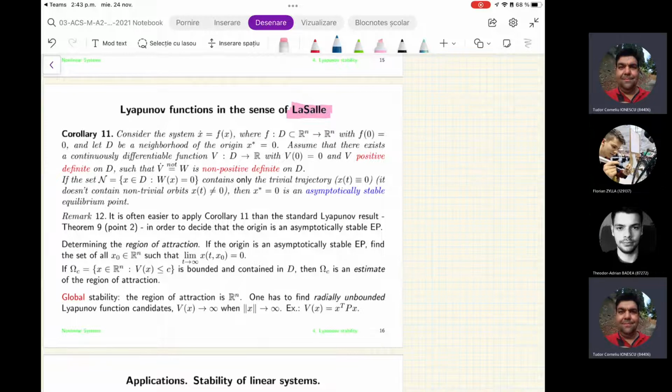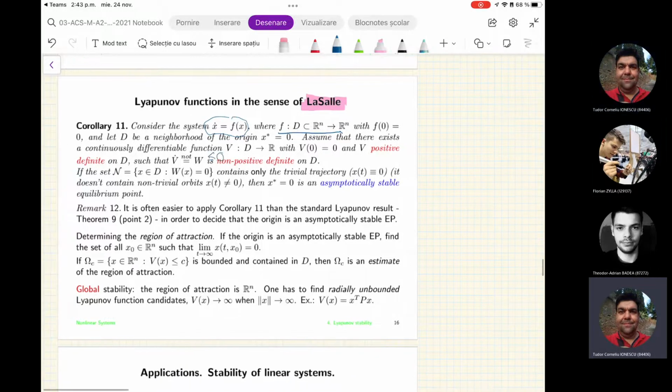Okay. So consider the system x dot is f of x, where f is defined like this. F of 0 equal to 0. That means the origin is an equilibrium point. And consider D, capital D, to be a neighborhood of the origin. Assuming there exists a continuously differentiable function V, with V of 0 equal to 0 and V positive definite, such that V dot is non-positive definite, so this is less than or equal to 0.